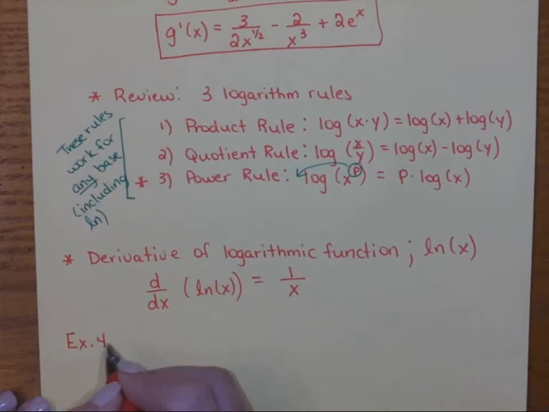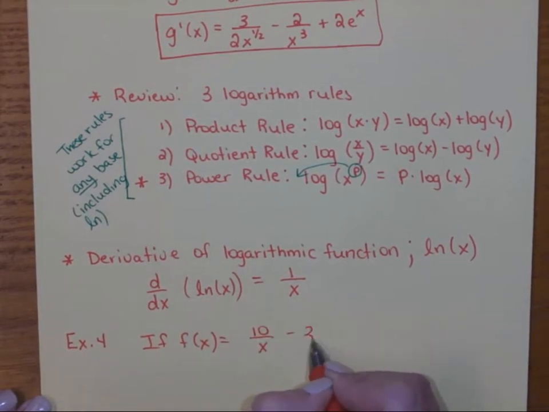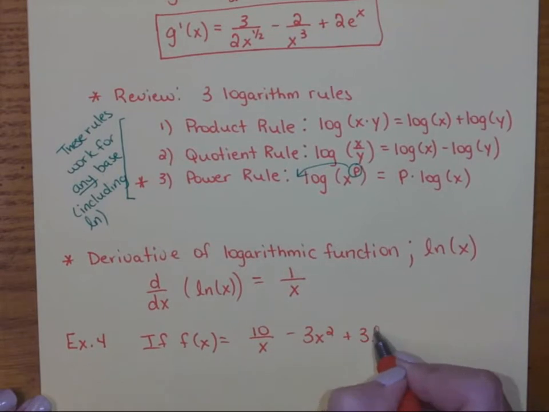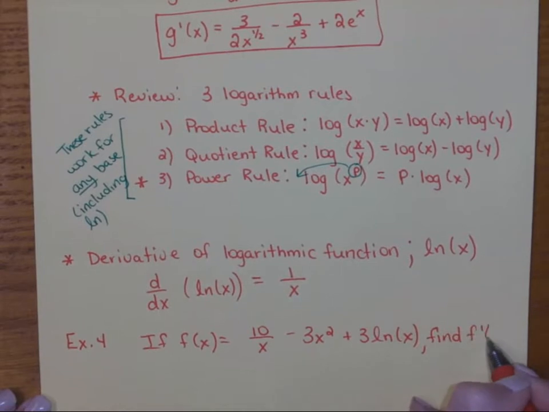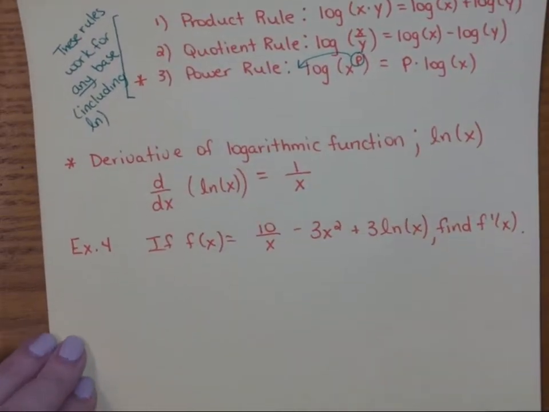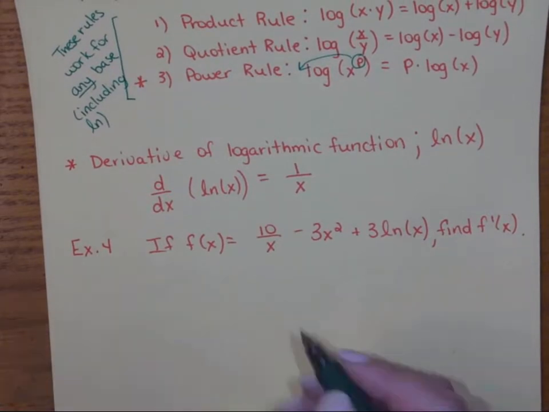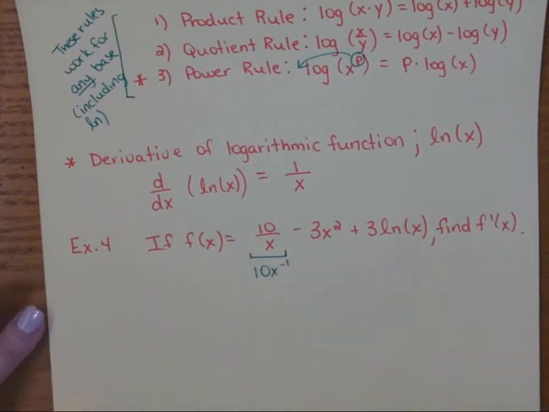Alright, so let's maybe do a few examples here. Again, kind of like before, I'm really just reviewing you on a lot of older stuff too. So if I give you that f is 10 over x minus 3x squared plus 3 ln of x, I just want you to get in the habit of rewriting things when they're not in the proper form. Okay, so I would want you to rewrite this guy as 10x to the negative 1 before you ever start with derivative, because we want to be able to use our formula.